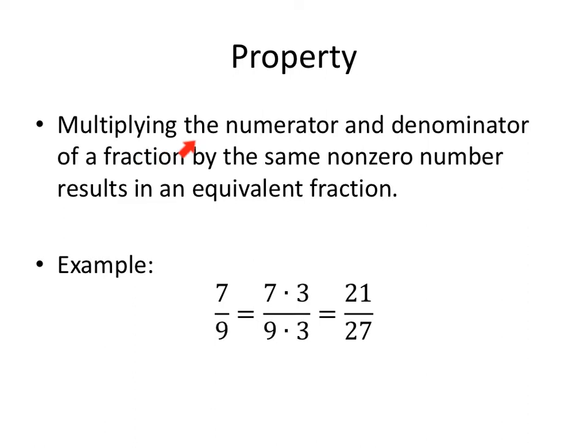Here's a property for us. Multiplying the numerator and denominator of a fraction by the same non-zero number results in an equivalent fraction. So if I have 7/9, and I want to rewrite it with a denominator of 27, I know that 9 times 3 is 27, so I multiply both numerator and denominator by the same non-zero number. So I multiply both numerator and denominator by 3, and now 21/27 is an equivalent fraction to 7/9. That's all it takes to write an equivalent fraction.